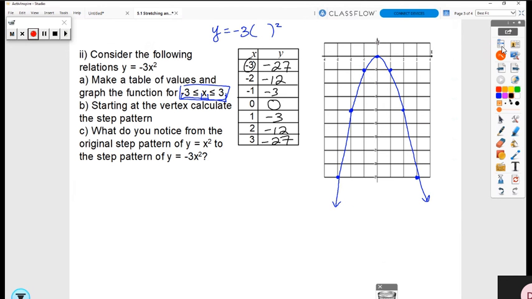It wants us to calculate this step pattern next. Actually, you need more time to graph that thing because it's really difficult, I know, to see. I thought I had fixed these. I didn't fix these.